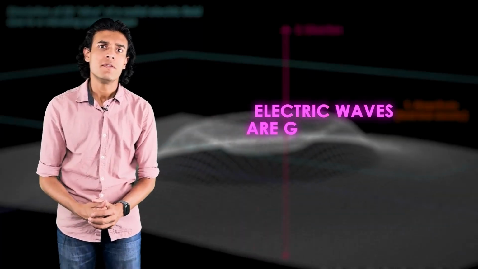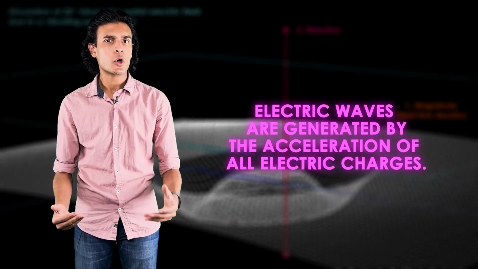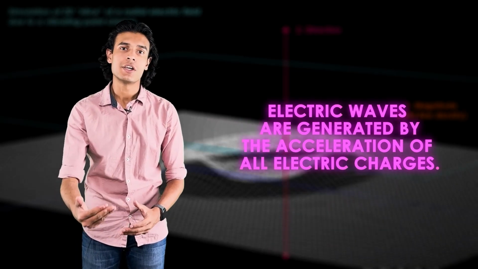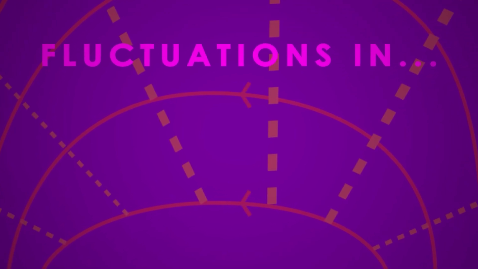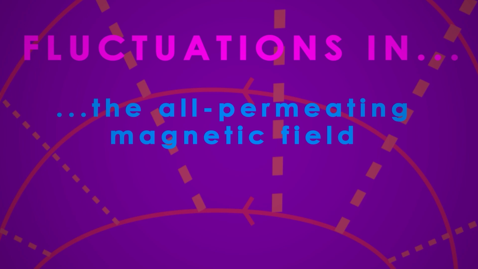Such an electric wave, characterized by changing electric fields, happens to be generated not only by the acceleration of an electron, but of any electric charge in general. But that's not the only thing that's generated, because it turns out that electric waves have a sibling of sorts that they just cannot exist without: magnetic waves. That is, fluctuations in the magnitude and direction of that all-permeating magnetic field that travel through space.